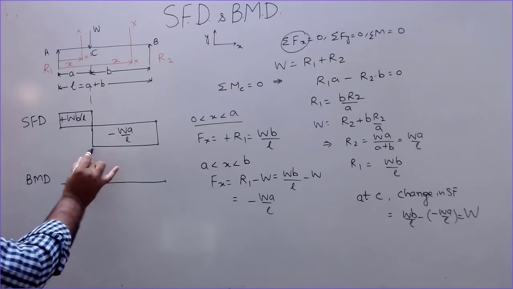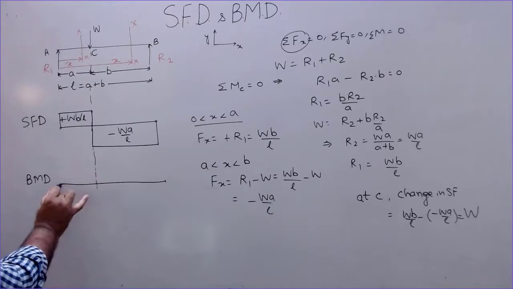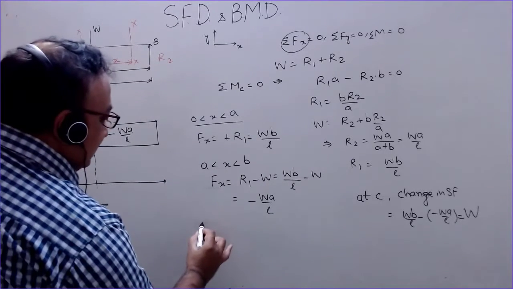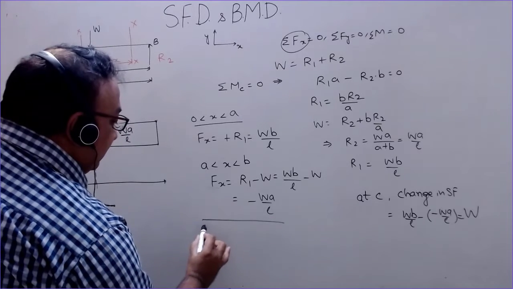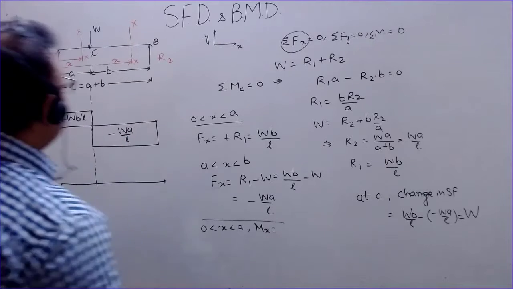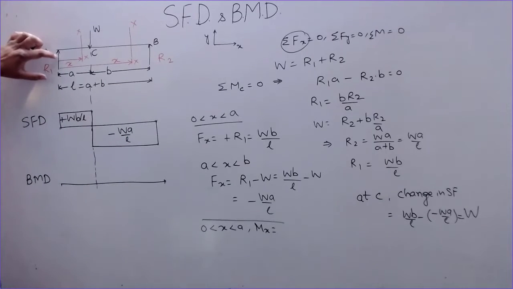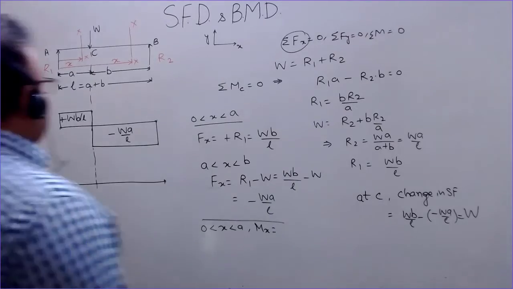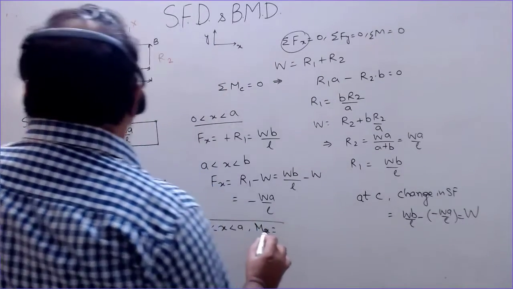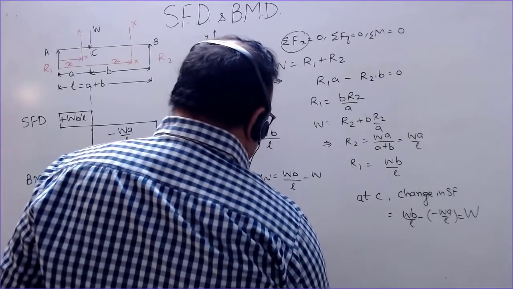And you know that in BMD we have to take the moments of these shear forces about this section. Now for x varying between 0 to a, the bending moment is the moment of this reaction R1 about this section. It will be in this direction, clockwise direction. So this is equal to, now this will be positive, the moment of this type of load will be positive and it is sagging moment.